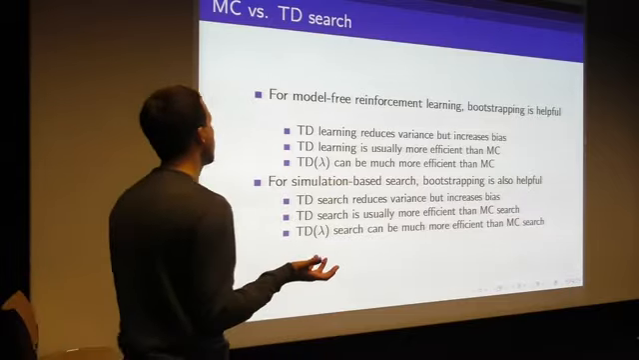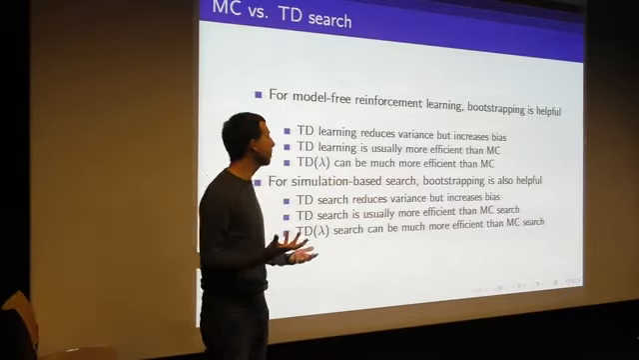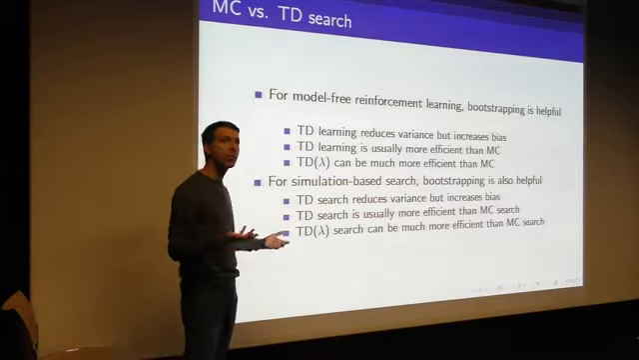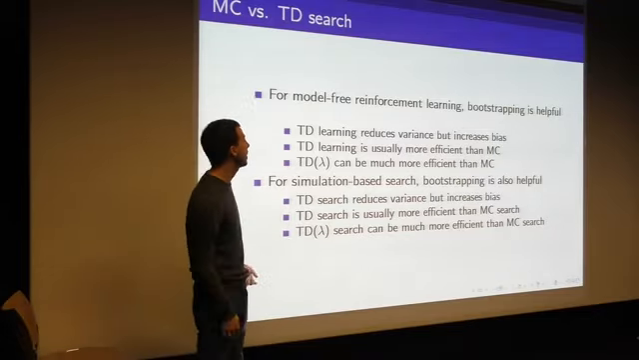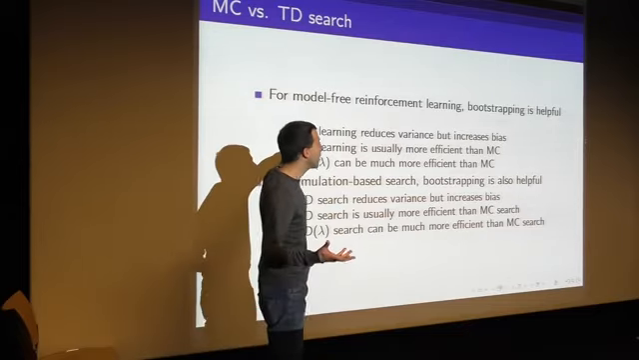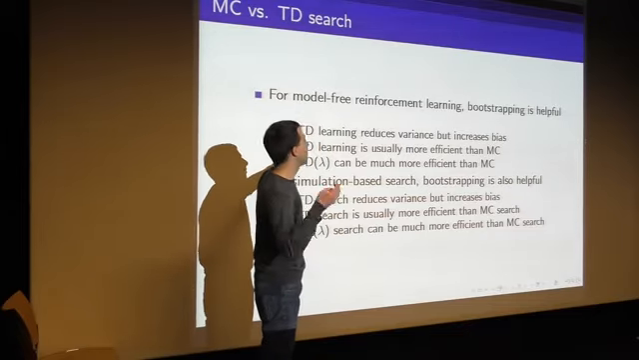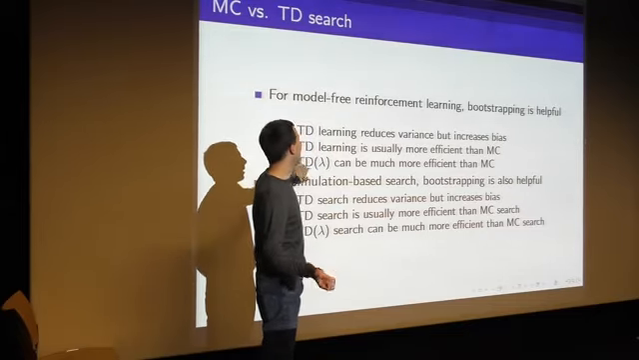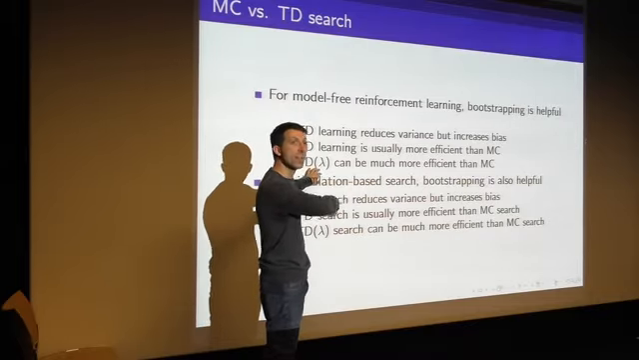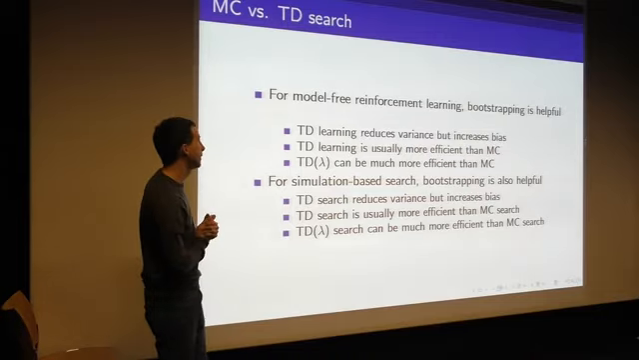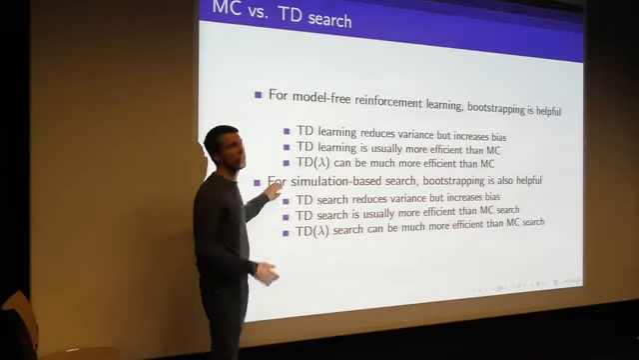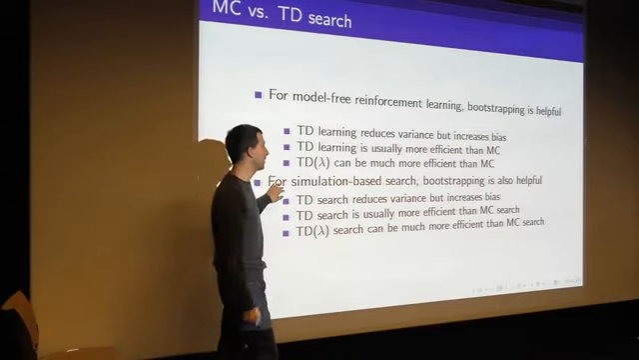And why should we do this? Well, because we've seen that bootstrapping is helpful. When we're doing model-free RL, not planning, but in our usual setting of just reinforcement learning, we saw that TD learning reduced variance. It could be more efficient than Monte Carlo. And when we found this lambda parameter, we were often much more efficient by trading off between Monte Carlo and bootstrapping. And the same is true when we use these planning methods for simulation-based search.